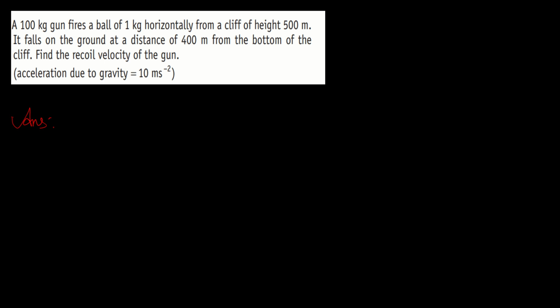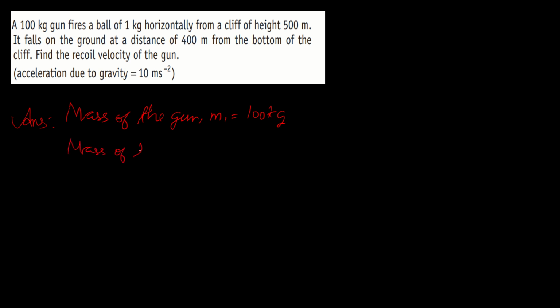First of all, let us write down the given data present in the question. What is the mass of the gun? Since it is starting from the gun, we can denote the mass of the gun as m1. Mass of the gun, m1, equals 100 kilogram. What is the mass of the ball? Just 1 kilogram. We can denote it as m2.